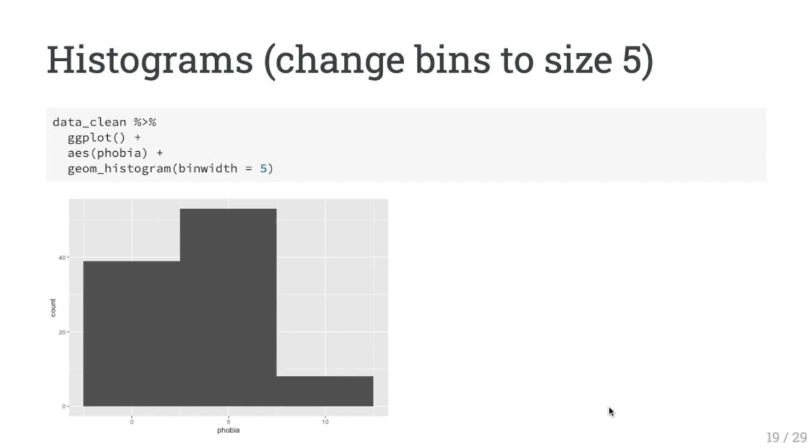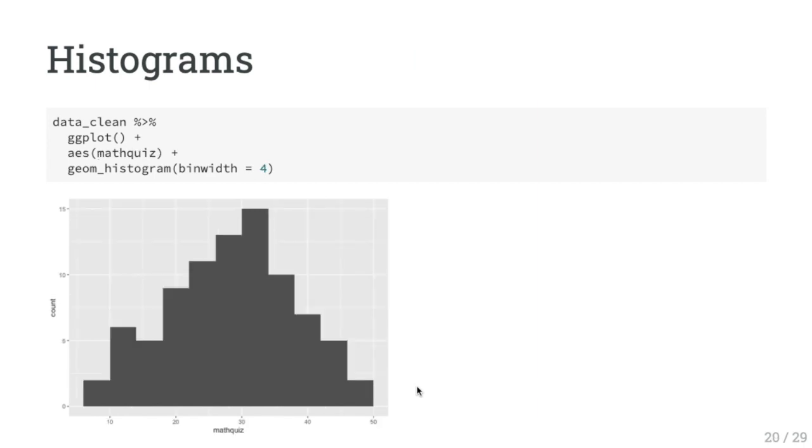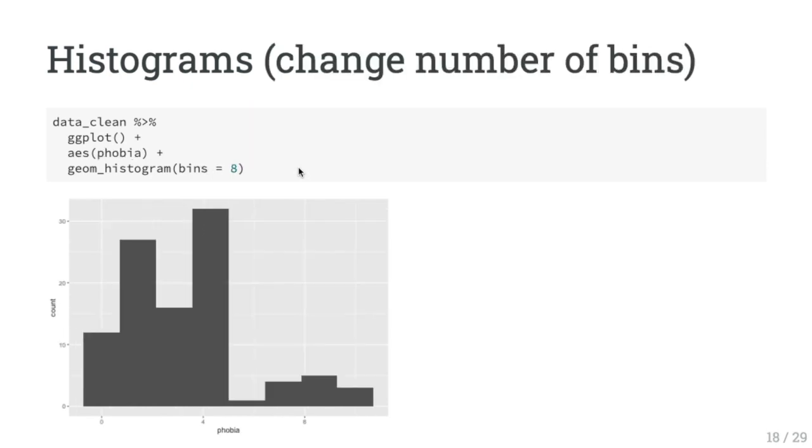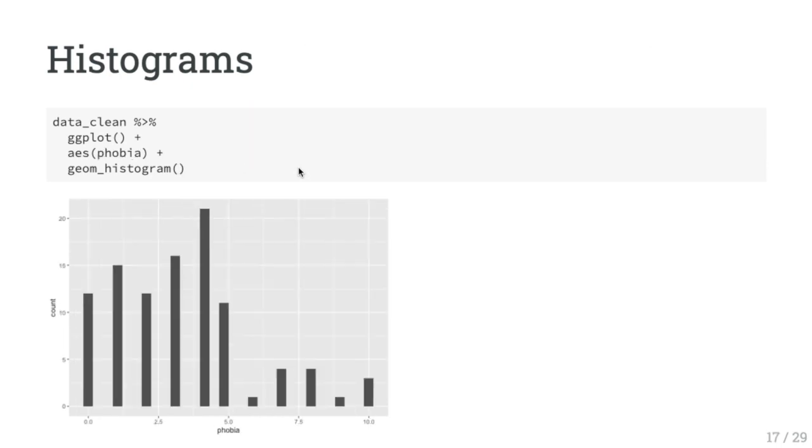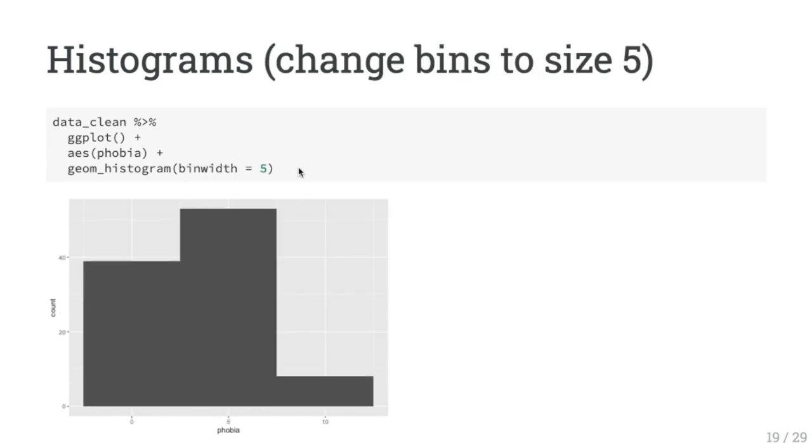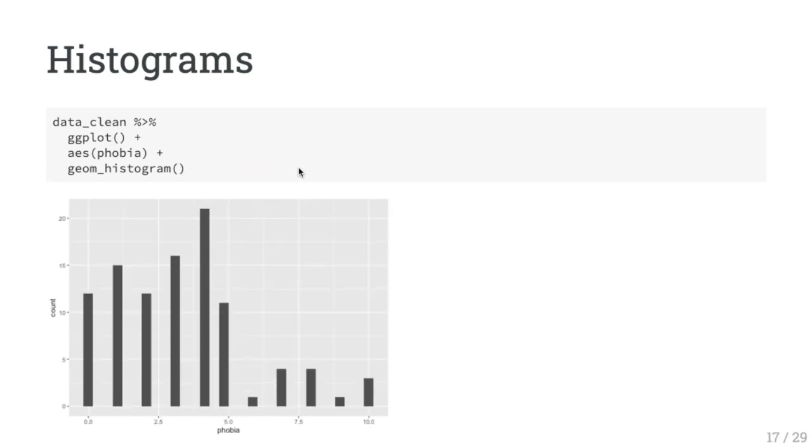Or we can say bin width equals 5. So each bar is 5 units wide. Or we can say bin width equals 4. So that's saying it's 4 units wide. Now notice, these are all phobia right here. This one, and this one. They're all pretty different. They're all telling us a slightly different thing about the data.